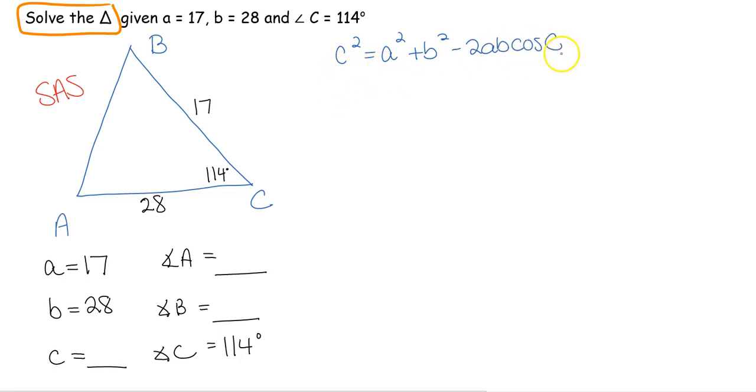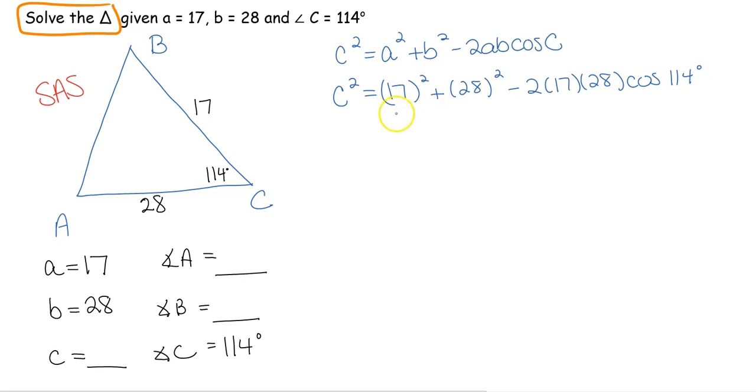And we're going to fill in everything we know. We don't know C squared yet. We do have A squared, where A is 17, and B squared, where B is 28, minus 2 times 17, which is A, times 28, which is B, times the cosine of angle C, which is 114.